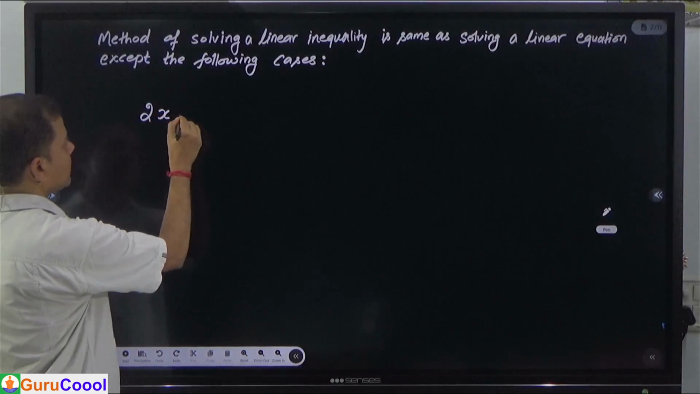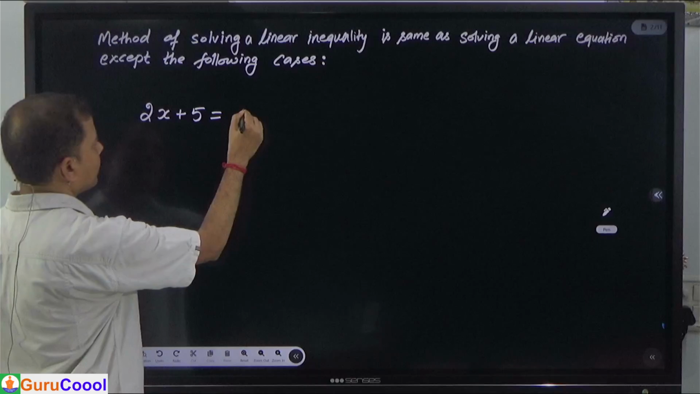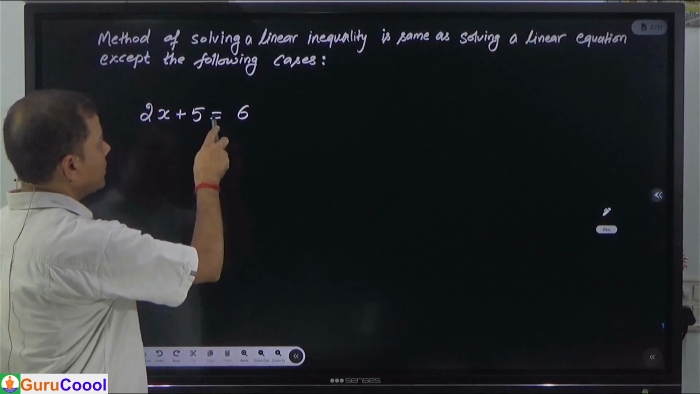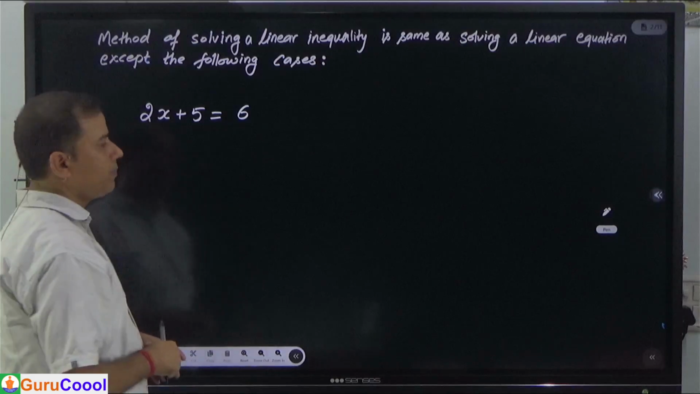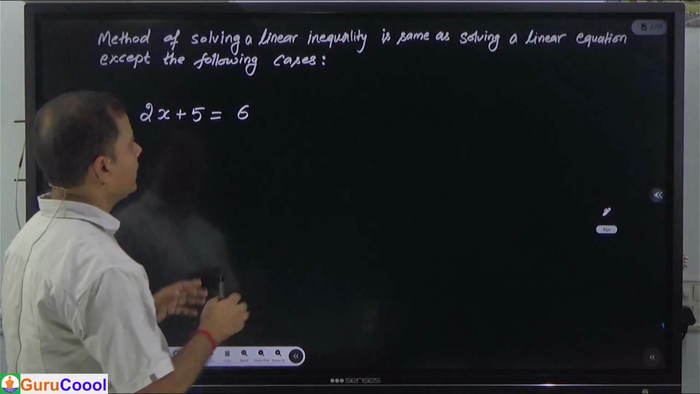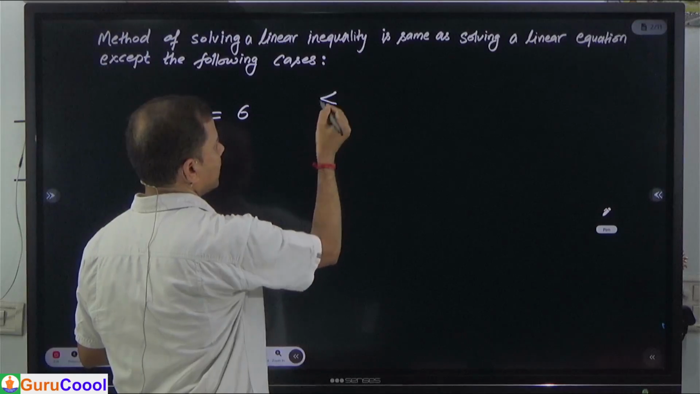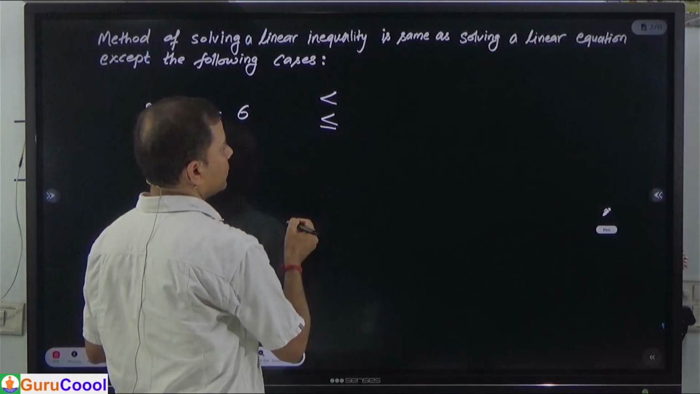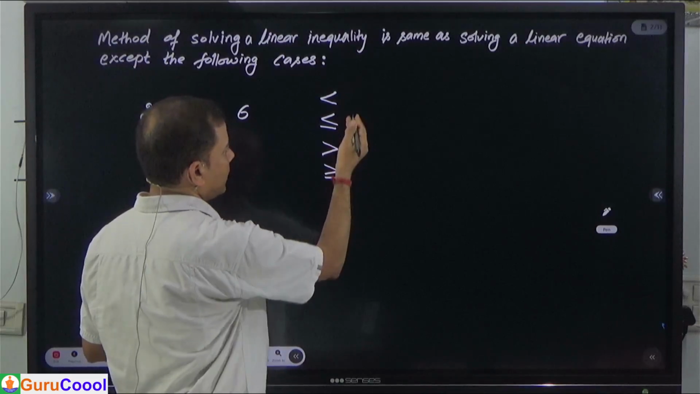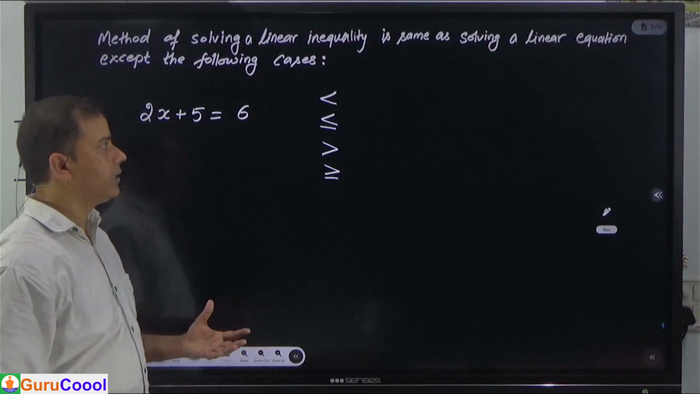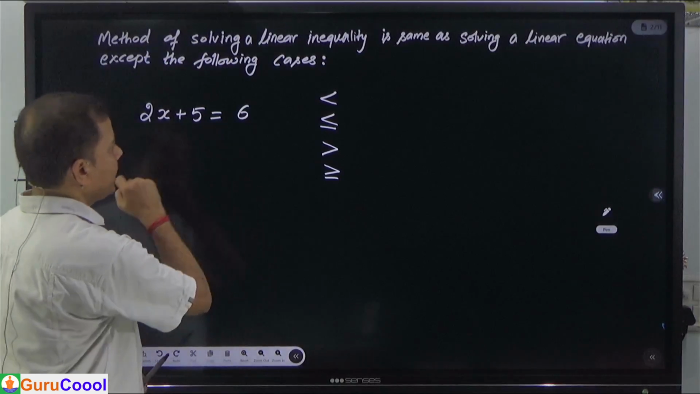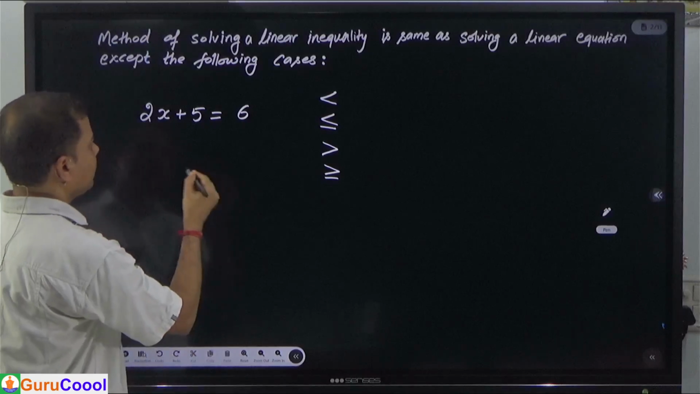How do you solve this equation? 2x plus 5 equal to 6. Notice this is an equal sign here. An equal sign means this is an equation, not an inequality. If an inequality comes, we will see these kinds of signs: lesser than, lesser than or equal to, greater than, greater than or equal to. So these four signs are known as inequalities. We use one of these to represent our inequality. This is not an inequality. This is an equation. How do you solve it?